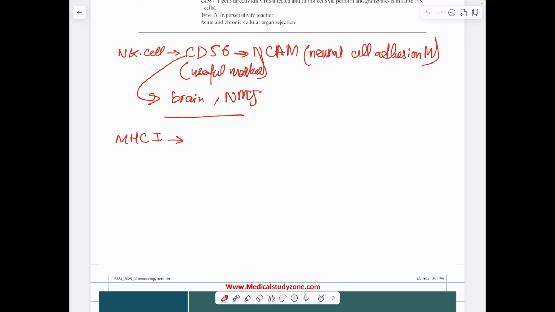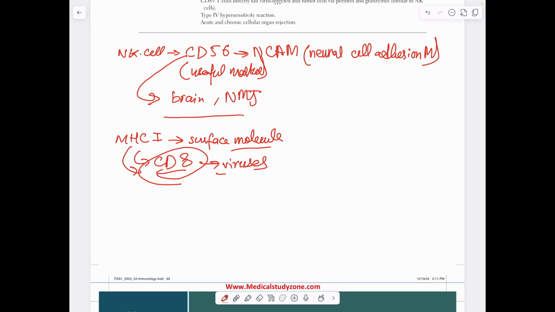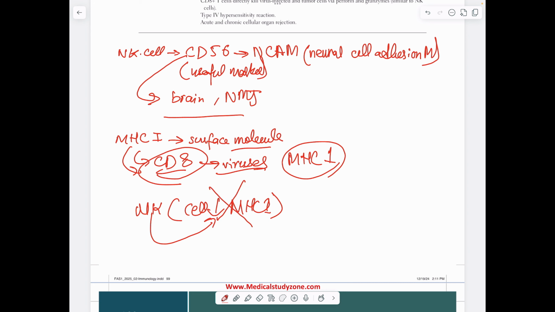Secondly, MHC class 1 is the surface molecule of most human cells, and it presents antigens to CD8 T cells, and it activates the adaptive immunity against intracellular pathogens. CD8 and MHC attack the viruses, and some viruses block MHC class 1. When the natural killer cell finds any cell with decreased expression of MHC class 1, it goes and kills and destroys that cell.